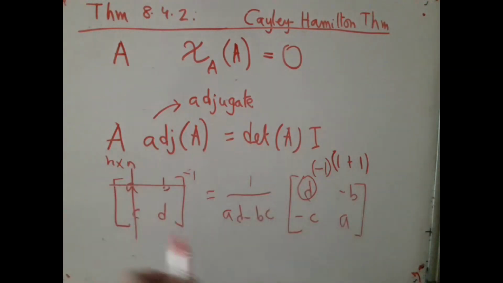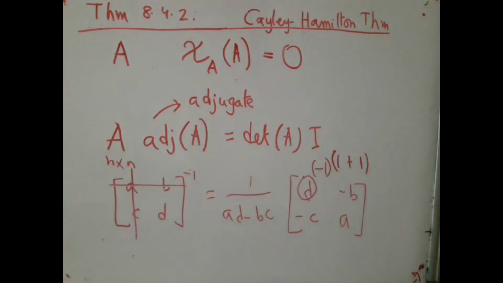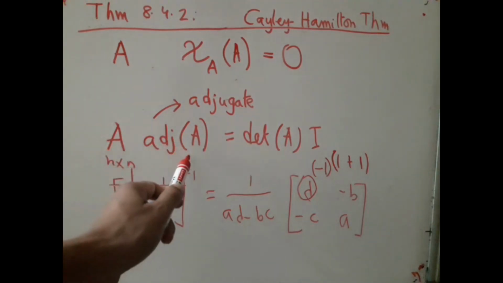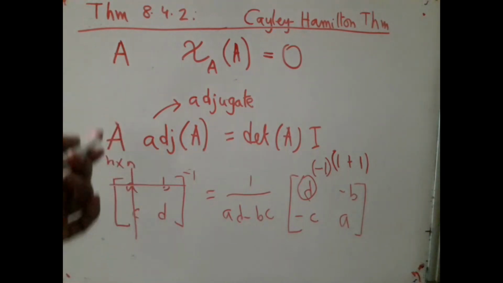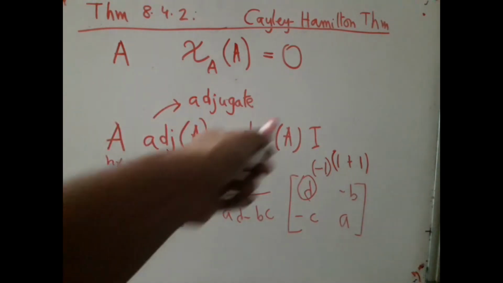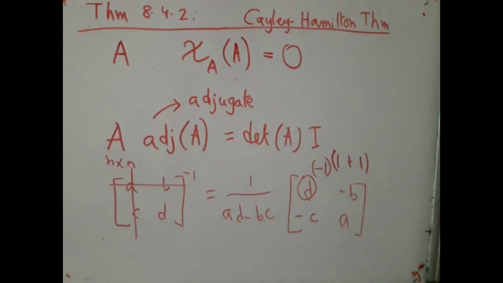And why do I have this result? Because of this result, which is due to Jacobi, that A times adjugate will always be a multiple of the identity matrix, the multiple being determinant of A. As a result, if determinant is non-zero, you can divide by it and get a matrix such that A times this by determinant is identity, which means that matrix is the inverse of A. So that is basically why this formula works.